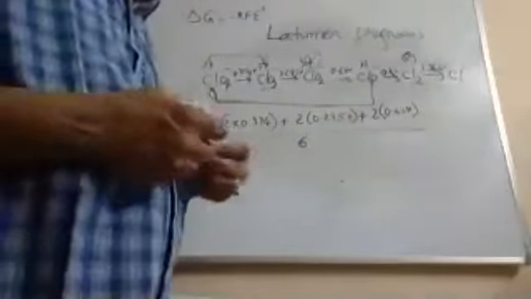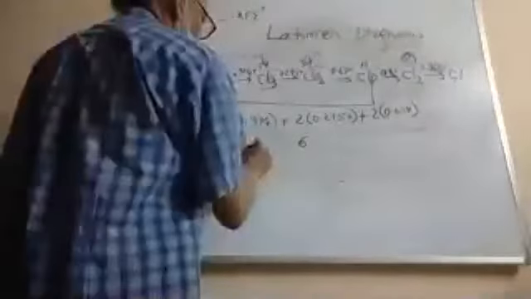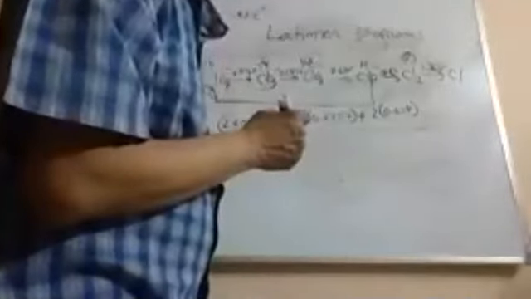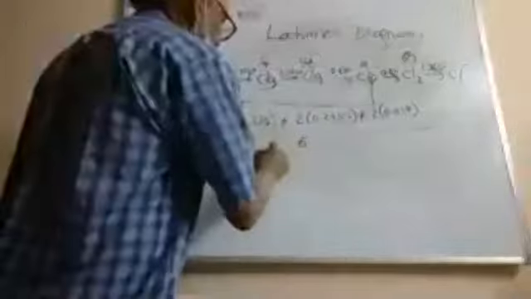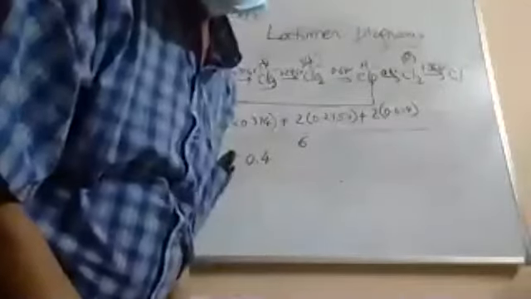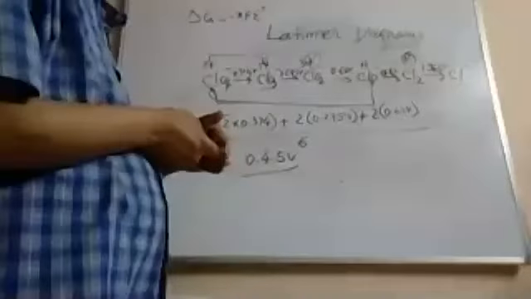I got 0.45. Is it 0.405? Is it 0.4? No, 0.45. 0.45 volts. I'm going to wait for somebody else to confirm this value. Yeah, I got that. You got that one. Great. That's 0.45.